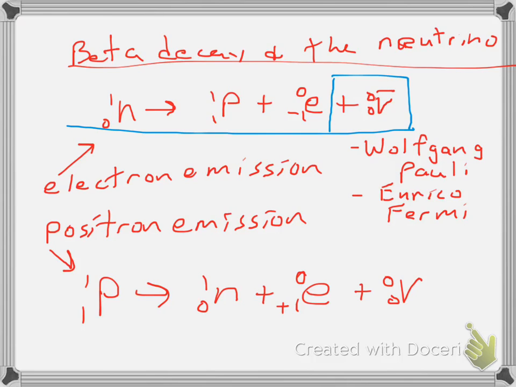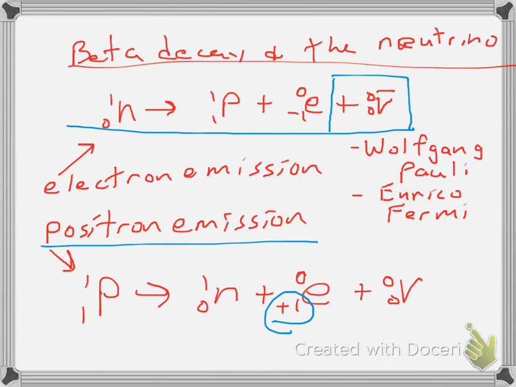Now there's another reaction that they found, which was called positron emission, and this is where a proton decays into a neutron plus a positron. Notice that part right there. It's positive, so it has basically the properties of an electron, it has the mass, it's just that the charge is the opposite. And then this yields a neutrino. So notice that these neutrinos have 0 mass and 0 charge.